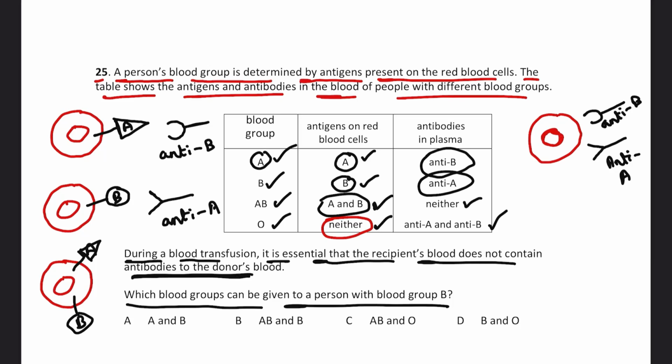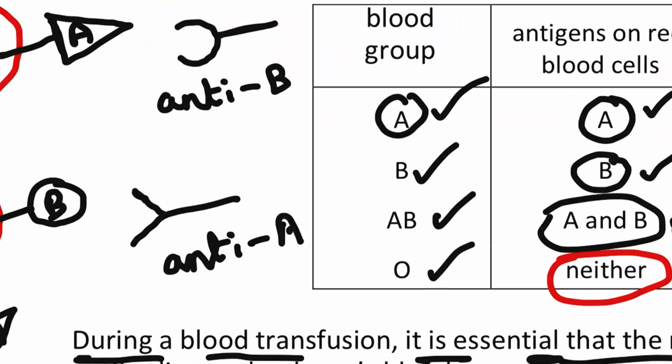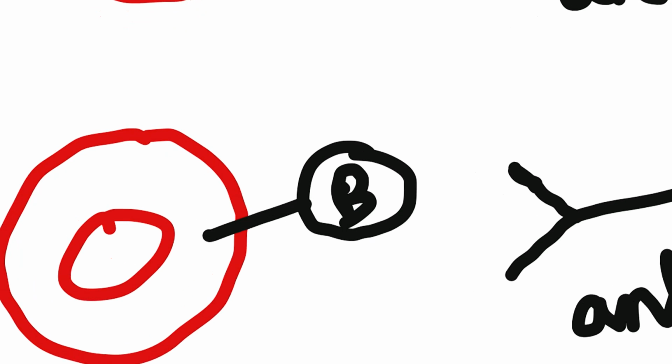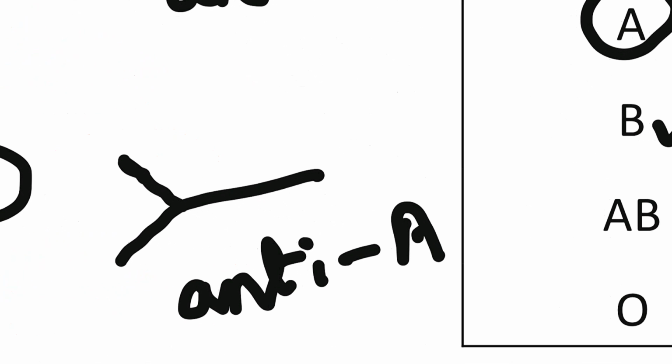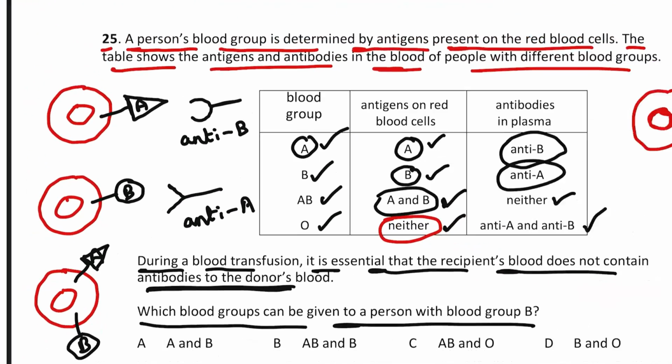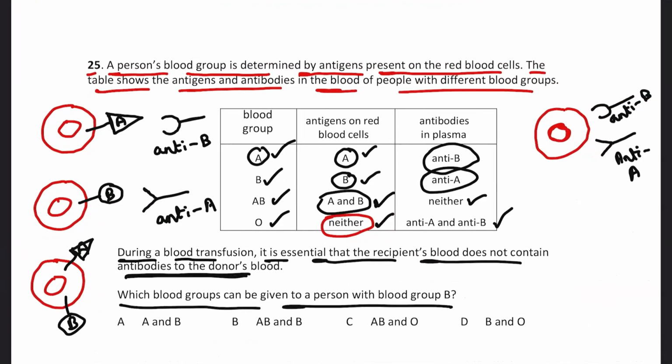If the person has blood group B, then the person definitely has anti-A antibody. So any blood group with A antigen should not be given. So A cannot be given, guys. AB cannot be given. So the answer should be D.